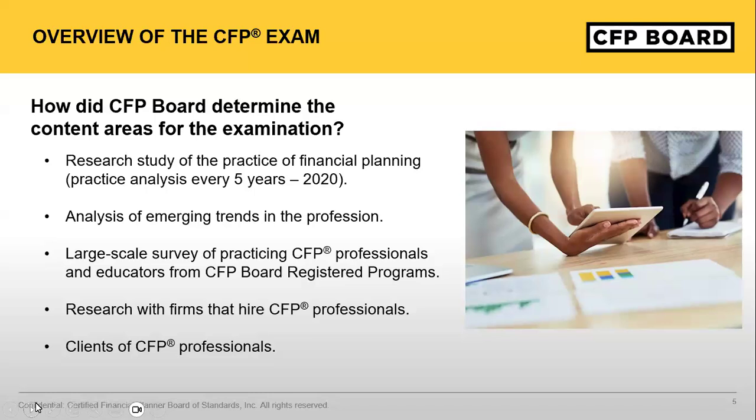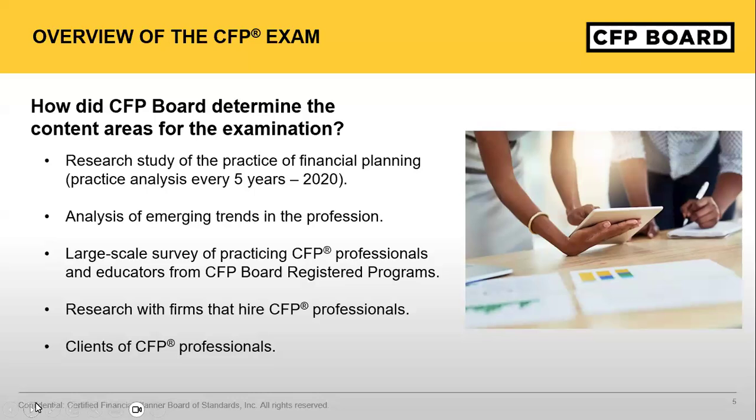The study includes analyzing the emerging trends in the profession as things are changing in the world, taking a closer look at the profession itself to identify what is changing, what is the emerging trend, and if it's important for the CFP exam. The way we validate that what we are testing on the CFP Board exam is relevant to success as a financial planner is to conduct a large-scale survey of all practicing CFP professionals and the educators as well from CFP Board registered programs.